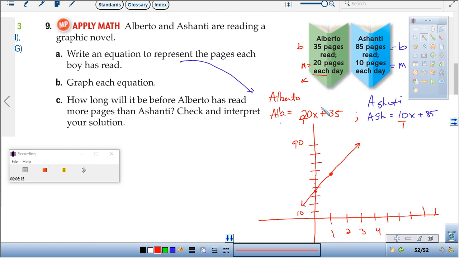Now let's look at this. Remember, let's just talk about what these things are. Since this is each day, these are your days. This is pages. Does it make sense now? 20 pages each day. If I go over 1 day, he should have increased 20 pages, right? Okay. Ashanti now, let's look at this person over here, 85. So 85 is right here. It goes up 10, over 1.